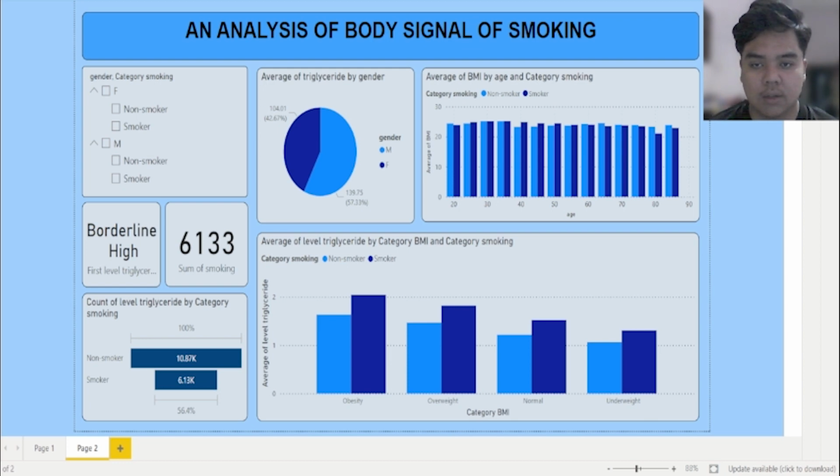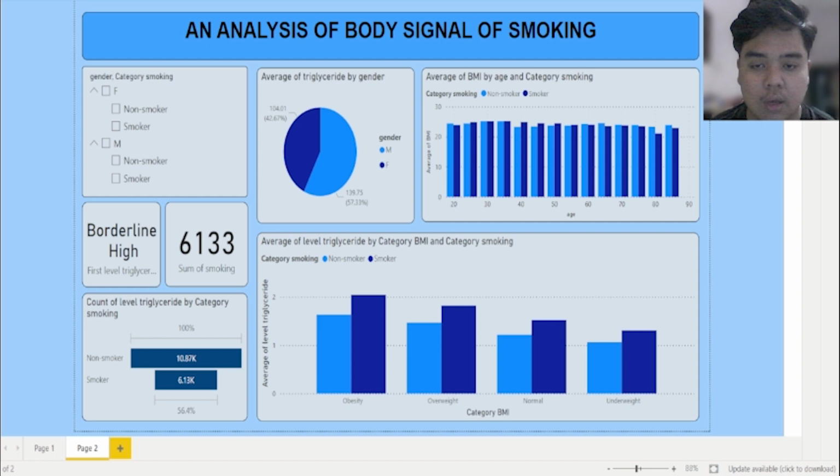I'm going to present our research objective 3, which is to find the correlation between BMI category and level of triglyceride between smoker and non-smoker. We have three research questions. The first one is, does the category of BMI get affected by the category of smoking? The second one is, does the level of triglyceride affect smoking? And the last one is, does the category of gender affect the level of triglyceride?